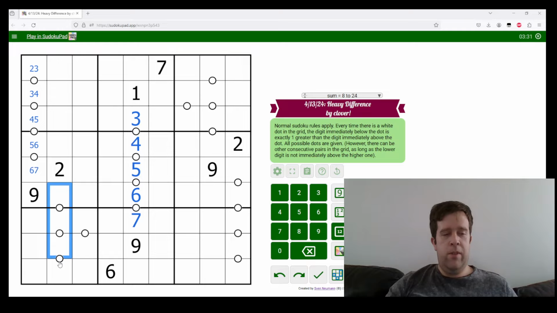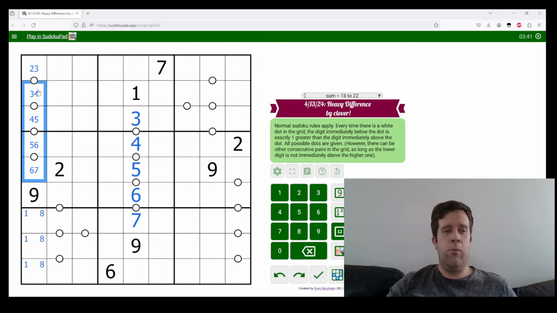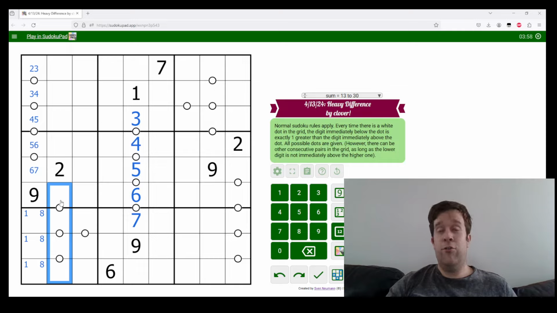All right. Now, this is a run of 4. We can't put a 1 or an 8 here. Oh, that's right. Cool. Because we can't put a 1 or an 8 on this particular sequence, it means that we need to put a 1 and an 8 in this box. So these digits need to be between 3 and 7.